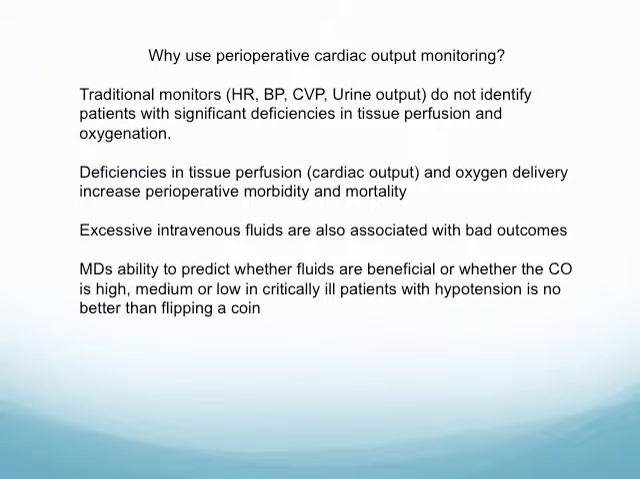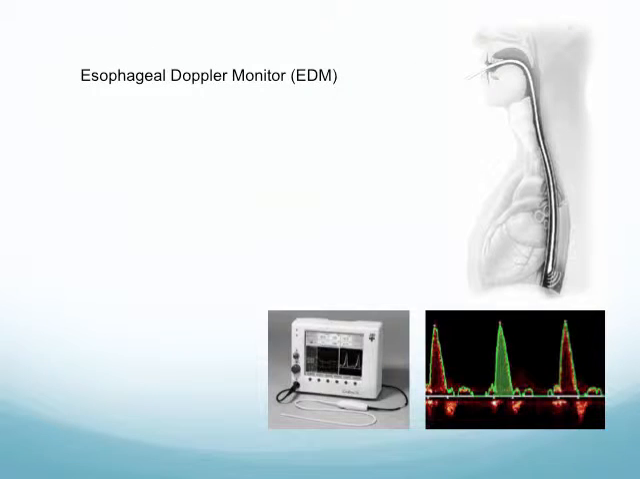Physicians' ability to predict whether fluids are beneficial or whether the cardiac output is high, medium, or low in critically ill patients with hypotension is no better than flipping a coin. The majority of published evidence supporting the use of perioperative cardiac output monitoring comes from the esophageal Doppler monitor. An esophageal probe is inserted into the lower portion of the esophagus to measure the blood flow in the aorta.